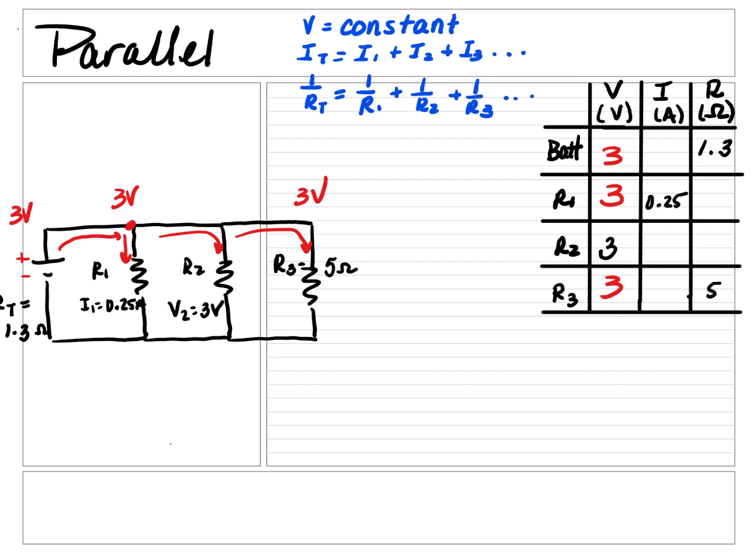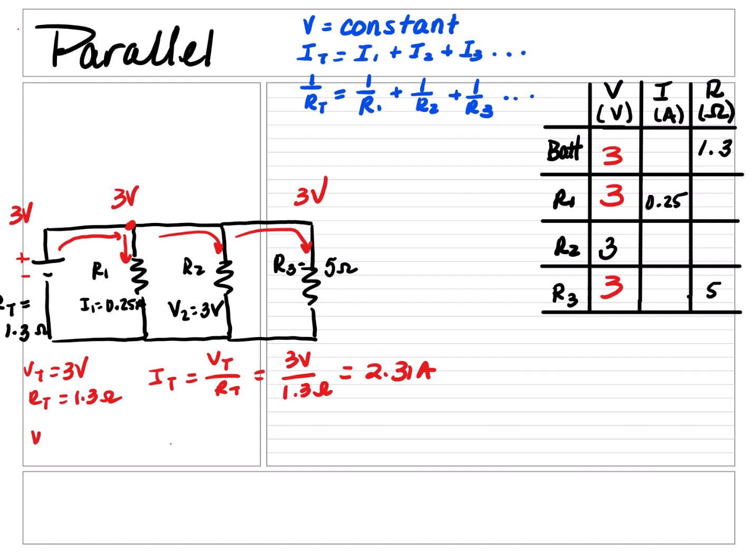Since the total resistance is provided at the battery, we could find the total current because V total is 3 volts. R total is given as 1.3 ohms. So I total is V total over R total, which is 3 volts divided by 1.3 ohms, which is 2.31 amps.